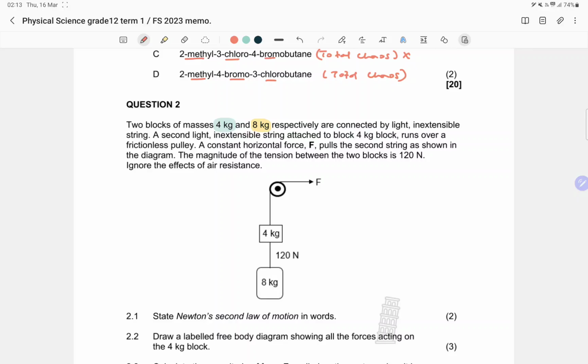Attached to the 4 kilogram block, it runs over a frictionless pulley, okay, meaning the tension here, if we call it T1, is going to be the same as the tension on the other end of the pulley. A constant horizontal force F pulls the second string as shown in the diagram. The magnitude of tension between the 2 blocks is 120 newtons, so we can see that, not a problem. Ignore the effects of air resistance. So we've got ourselves a closed system. So only gravitational force and this particular force are acting.